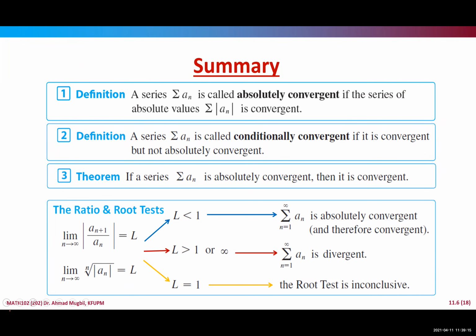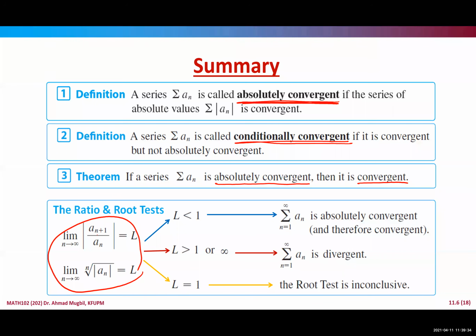The gist is that you need to know what we mean by absolutely convergent and conditionally convergent. Every absolutely convergent series is convergent, but not the opposite. And I combined here the two tests for you, the ratio and the root together. It is just about finding the ratio here and the nth root here.